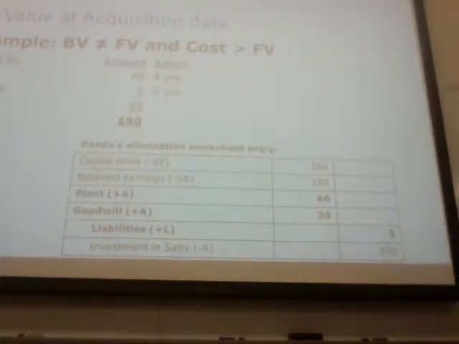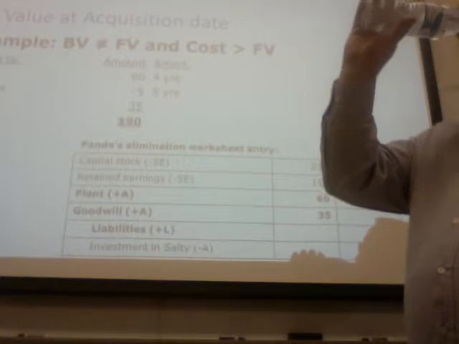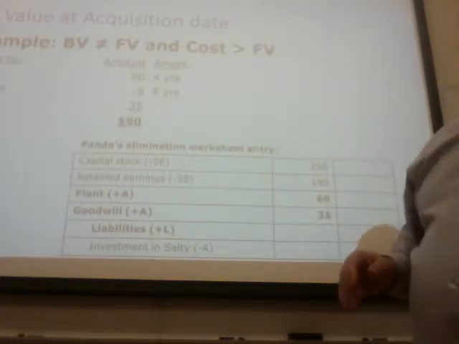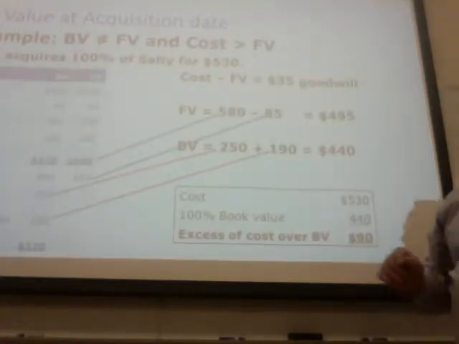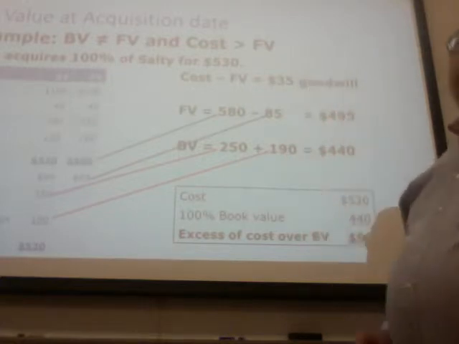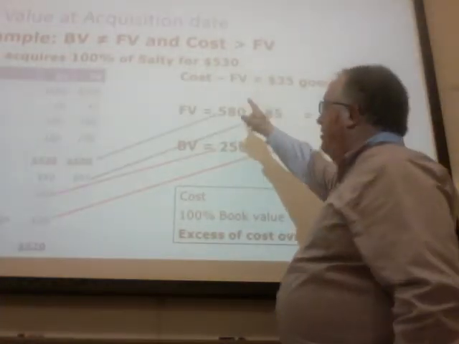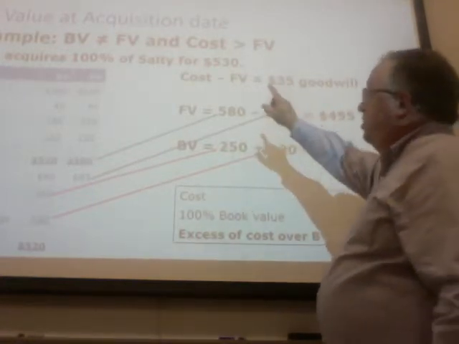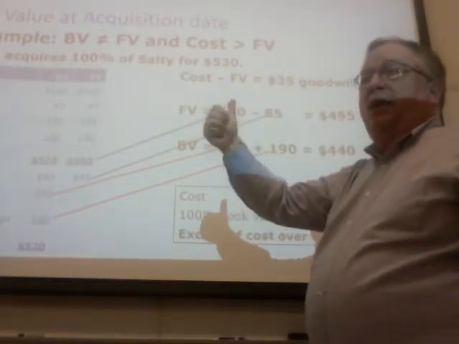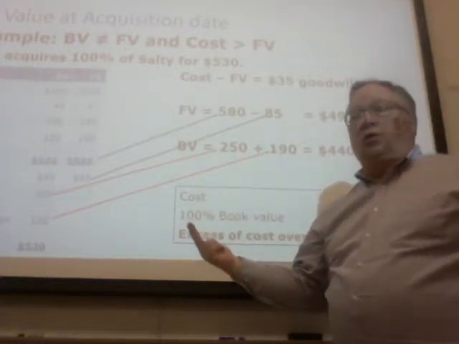Okay. So just to confirm, the amount that we're allocating to goodwill, it's always the difference between the book value and the fair value, correct? It's the difference between the cost of the investment and the fair value of the net assets. Here our cost is $530, our fair value is $495. That's how we get to the 35 of goodwill. So the difference between what we paid and the fair value of the identifiable assets we got goes to goodwill.